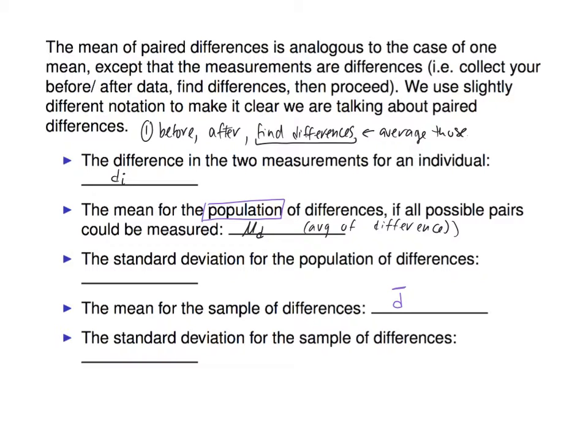So standard deviation for the population, do I use S or do I use sigma? Sigma. Okay. The standard deviation for the sample, you use S, with a little subscript of d saying these came from differences. But that's all that's different, is that little subscript of d. Okay, so kicker, sample data.